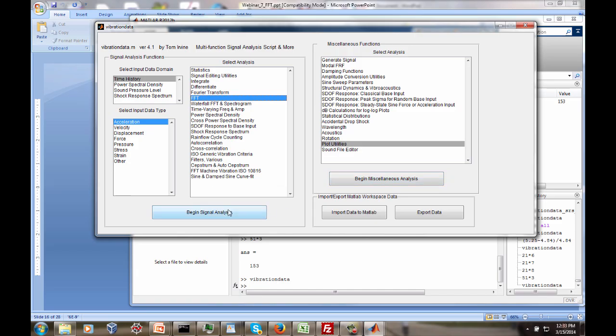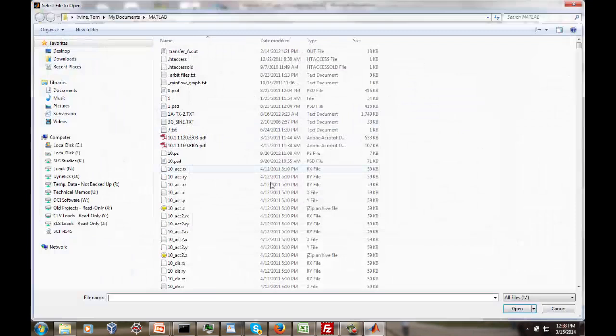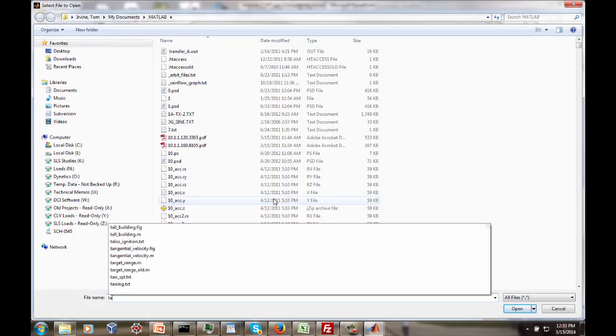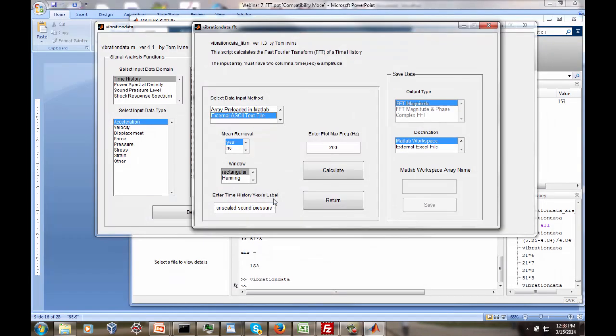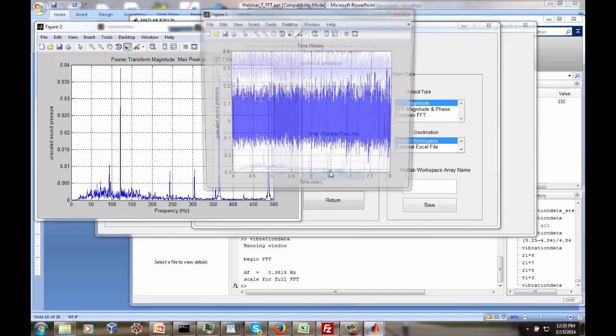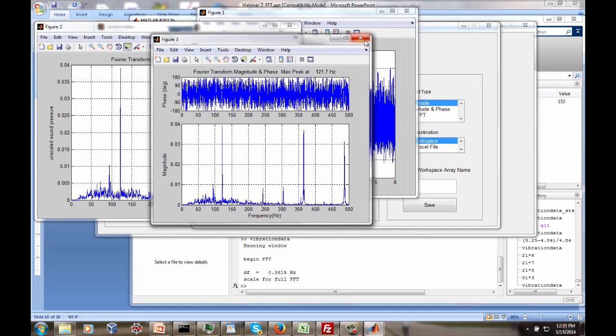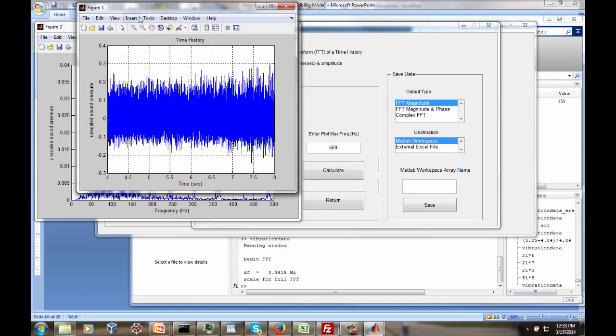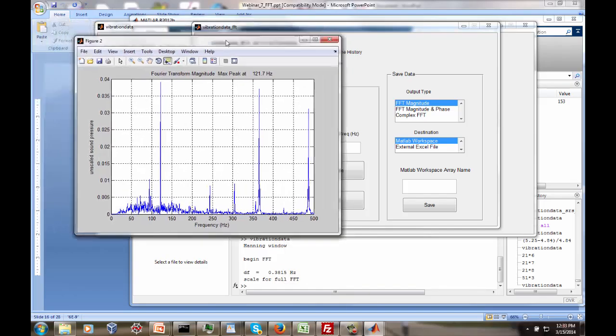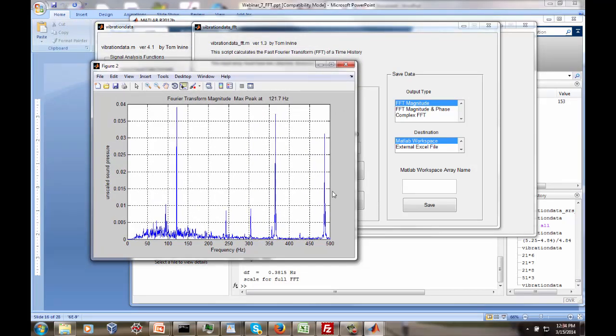So we're going to take a Fast Fourier transform of the transformer.txt data. We'll plot up to 500 hertz in this case. Mean removal, yes. Hanning window. Okay, we're good to go. Phase, we're not going to be interested in phase. Time history, we've actually seen that before. So, what do we have here? What kind of spectral peaks do we have?